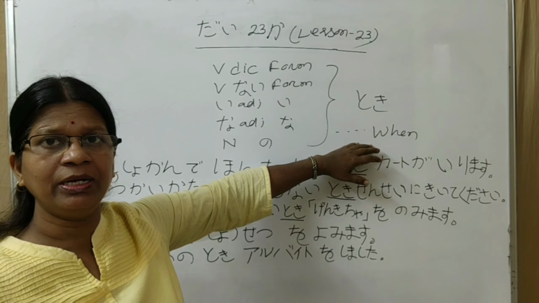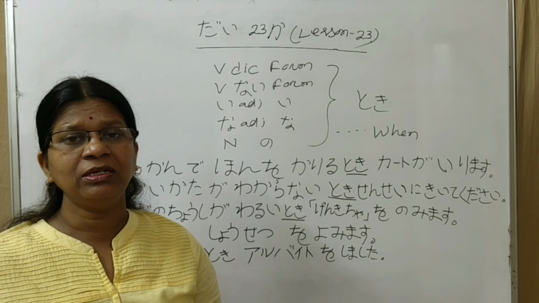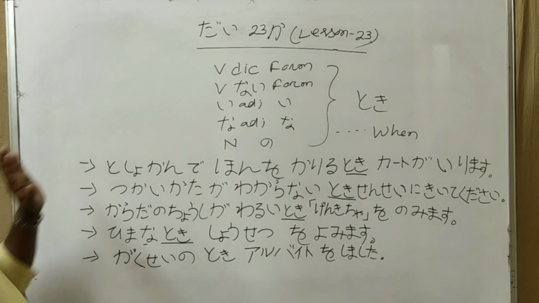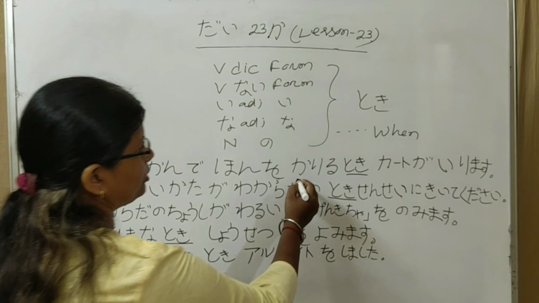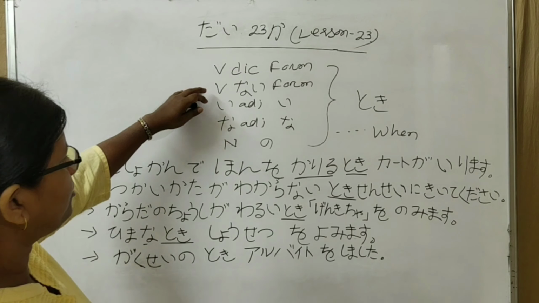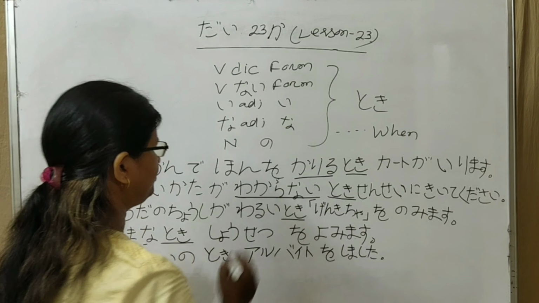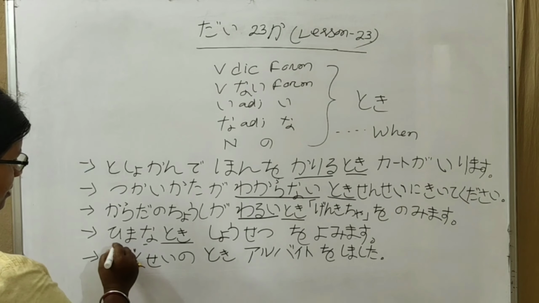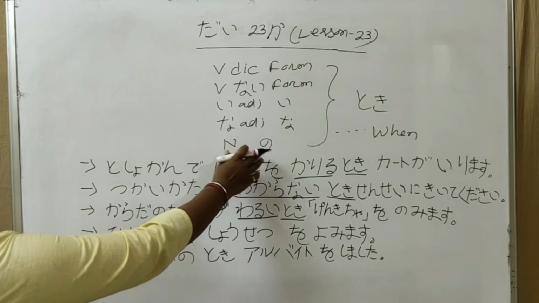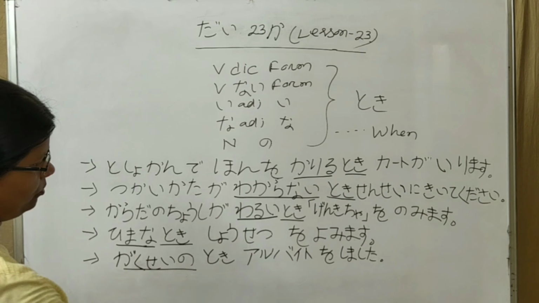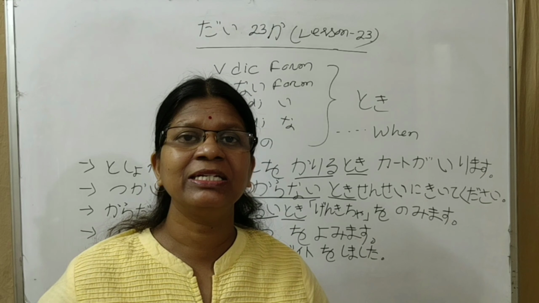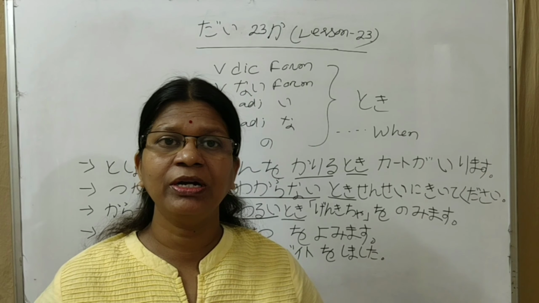Toki meaning is when. When it is used as a conjunction in between two sentences, it takes verb dictionary form, kariru toki, noun form wakaranai toki, E adjective warui toki, Na adjective with na, himana, and noun takes no. So that will say no. Okay. Hope you understand this grammar. Make sentences by yourself so it will help you to understand the grammar.